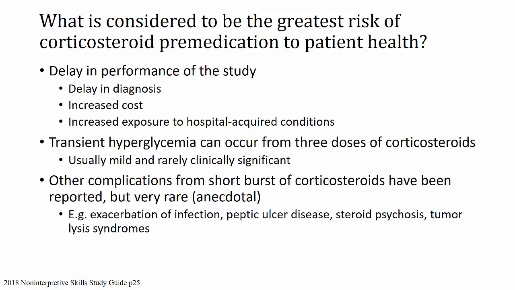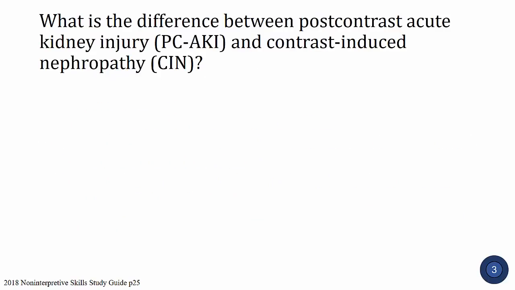Other complications from a short burst of corticosteroids have been reported, but they're very rare. In fact, they're basically anecdotal. These are things like exacerbation of infection, peptic ulcer disease, steroid psychosis, and tumor lysis syndrome. So in other words, this short burst of corticosteroids generally has a very low direct risk. Next question. What is the difference between post-contrast acute kidney injury and contrast-induced nephropathy?